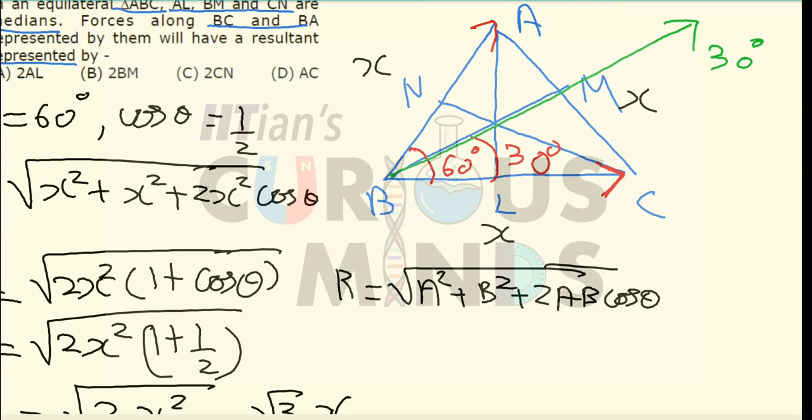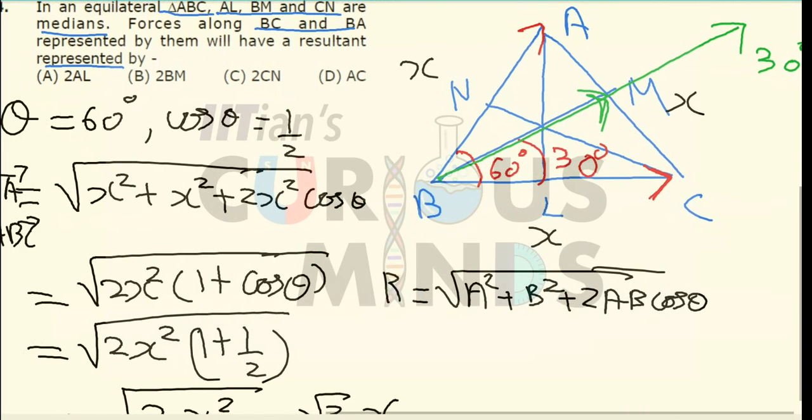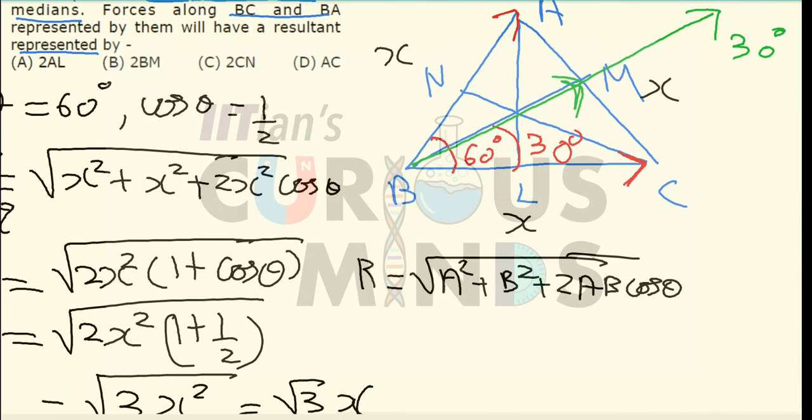So clearly the vector that represents this resultant will be the BM vector. There is only one option, which is option number B. But how is the magnitude determined?